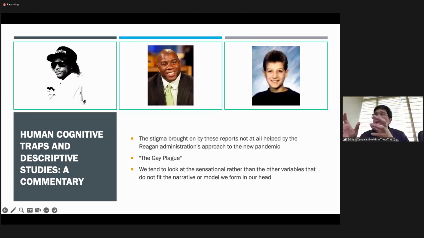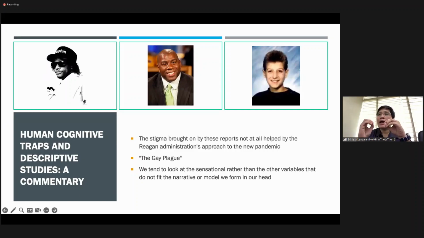These case series, these case studies actually brought about stigma that was not at all helped by the Reagan administration's approach to the new pandemic, which was the human immunodeficiency virus. Okay, it did a lot of damage. It stigmatized and demonized the LGBT, particularly the gay community, because the HIV pandemic was early on called the gay plague. We tend to look at what is sensational rather than look at other variables that do not fit the narrative or model we form in our head. This was very damaging, okay?